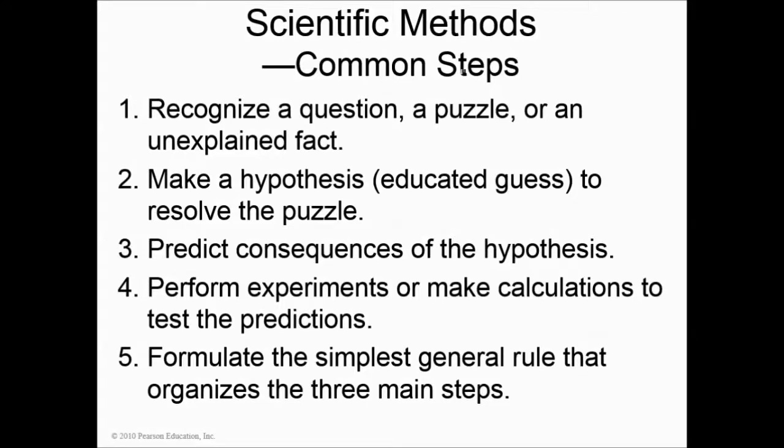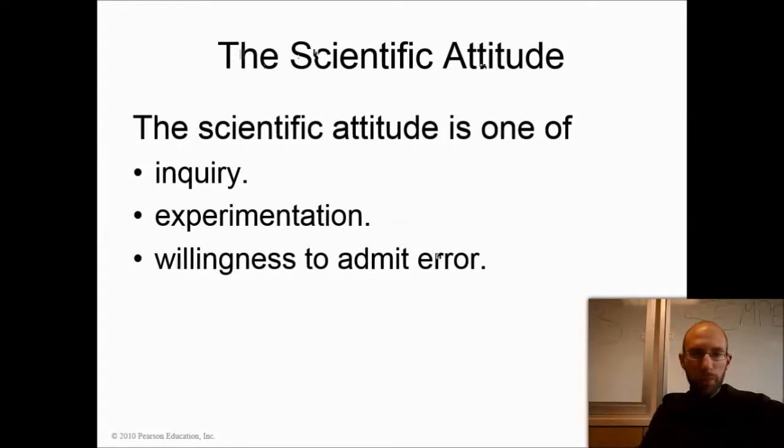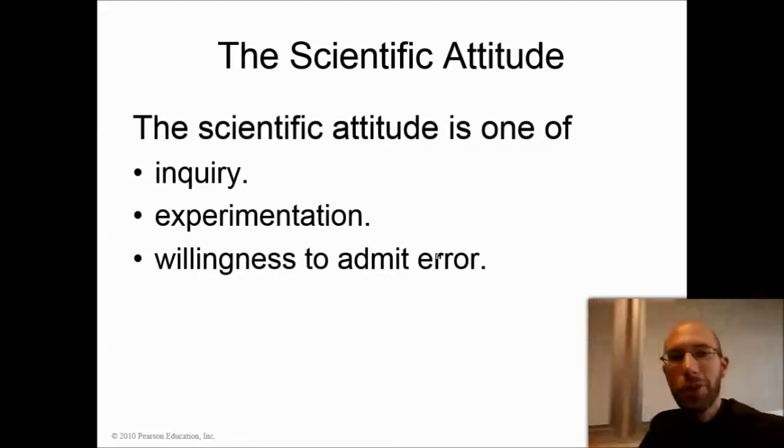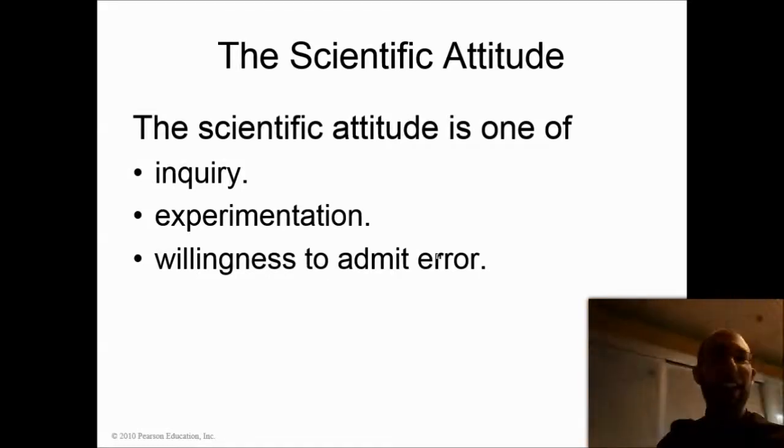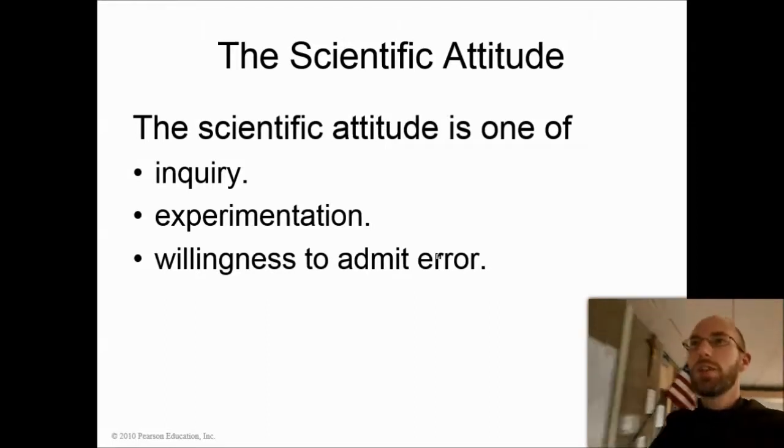I am hoping that you are fairly familiar with the scientific method, or with these common steps to the scientific methods at this point in your education. Much more important, I think, is what Paul Hewitt calls the scientific attitude, and I think it's also important for the classroom. The scientific attitude, as he says, is one of inquiry, experimentation, and most importantly, willingness to admit error. If you'll come with me as I go across the classroom, I will talk about in particular that last point there, the willingness to admit error.